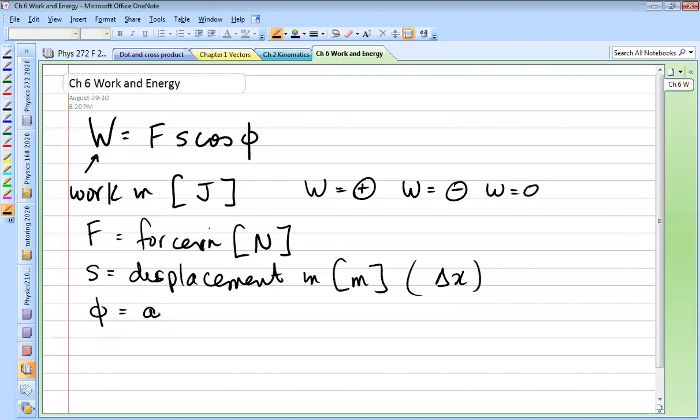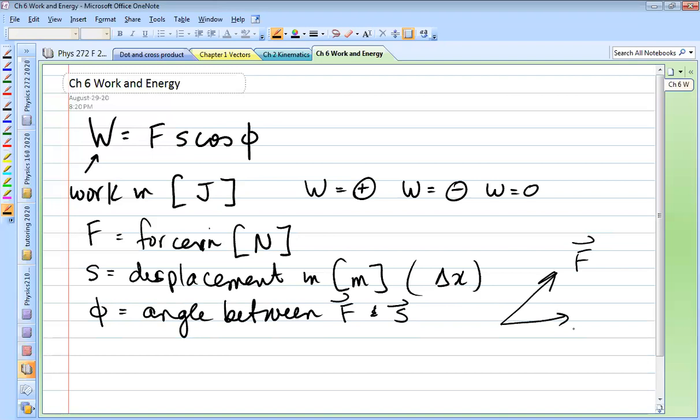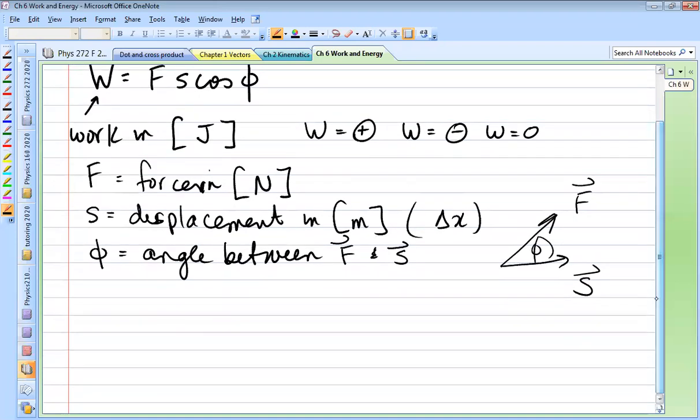Now the phi is important. This is the angle between the force and the displacement. The force is a vector and the displacement is a vector. So if the force is off like this and the displacement is like this, then there's the angle phi. Okay, so that's the first equation.